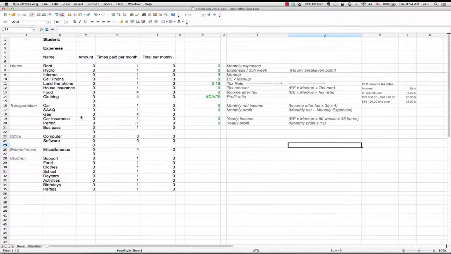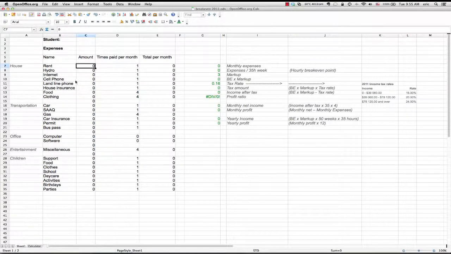So as you can see, all we've got is a column of expenses. So how much you pay for rent, how much you pay for your electricity, your internet, your cell phone, and so on, all the way down. The amount is over here in this column, and then how many times you pay that a month. Some things you will pay once a month, like rent. Food, you may go to the store 4 times a month. You'll have a total, and the magic happens over here where we've used the spreadsheet to add everything up so that you get a total of your monthly expenses.